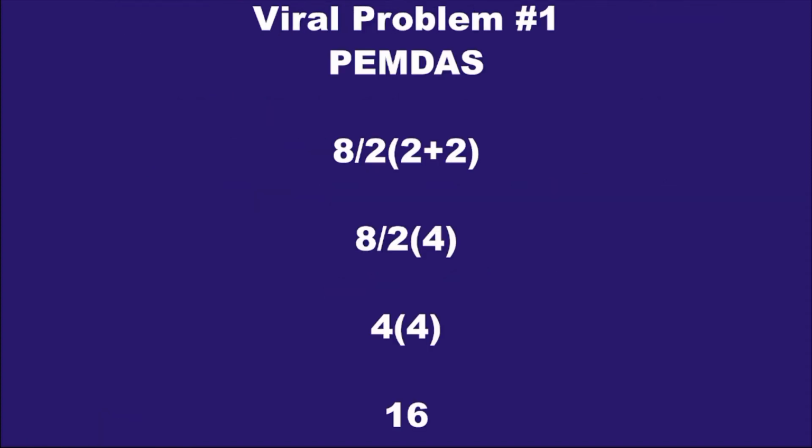Here's our viral problem number 1. To solve this, we have to use PEMDAS. The equation is 8 divided by 2, parentheses 2 plus 2, parentheses. So we have to start with the P, which stands for whatever's inside the parentheses. So the 2 plus 2 is inside the parentheses, which will be 4. So 8 divided by 2 times 4. Since they're both in the same level, we start from the left to the right. So 8 divided by 2 will be 4, and then times 4, which will give us 16.